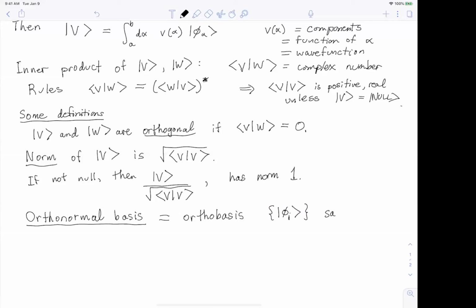that satisfies that if I take the inner product of any two of them, I get either 0 or 1, depending on whether they're the same thing. So I write that as delta jk. That's the Kronecker delta, which is 1 if j equals k, and it's 0 if j is not equal to k.